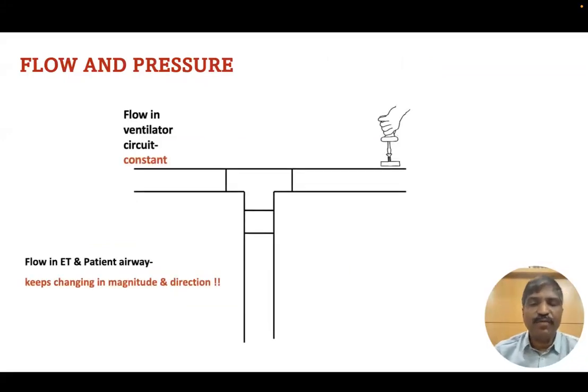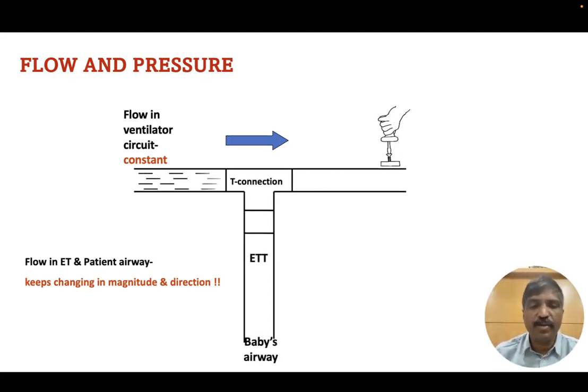So when the gas is flowing from the inspiratory to the expiratory limb, the flow in a ventilator is constant. The gas continues to flow from the inspiratory limb to the expiratory limb. The expiratory port, as shown here, obstructs the gas flow. And when there is some obstruction, the gas will start flowing into the patient.